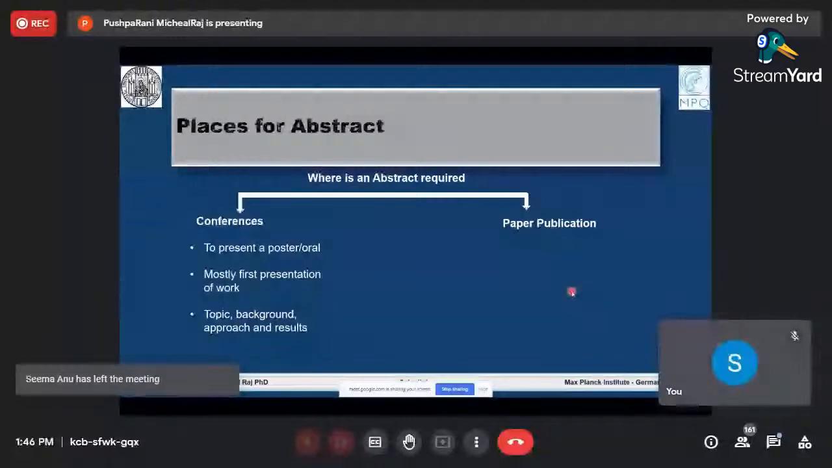So try to include a well-defined, appropriate topic and a reasonable background of the work, or motivation, I would say, and what the method, the approach, and the results are. And the results include both positive and negative.